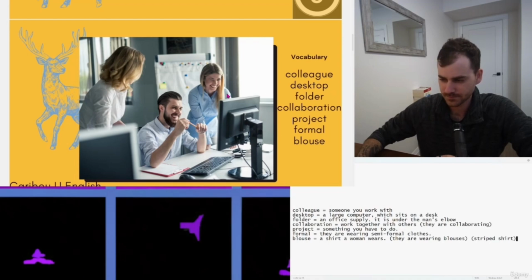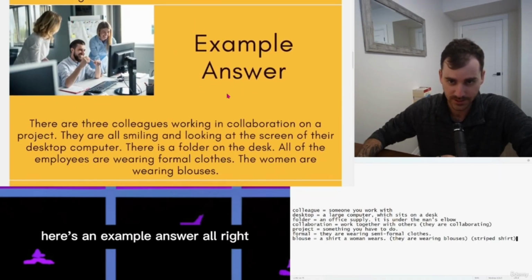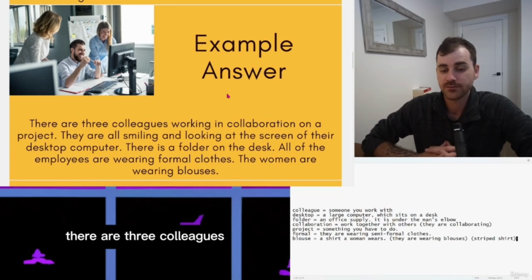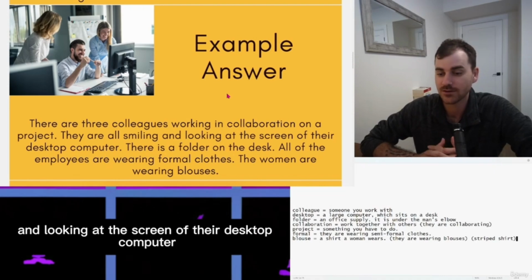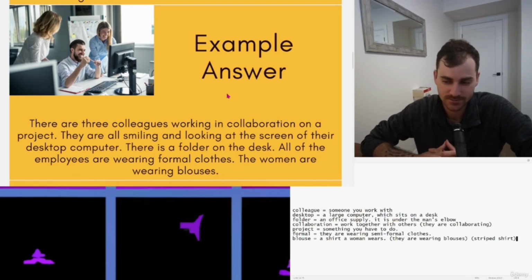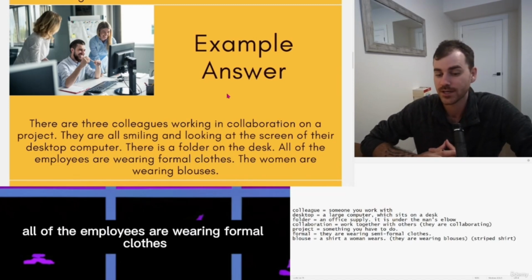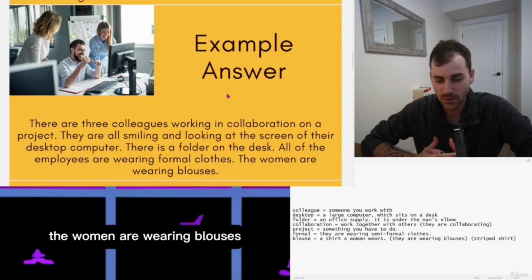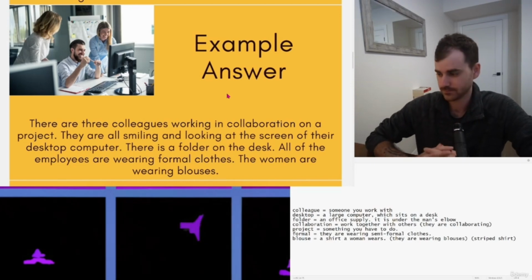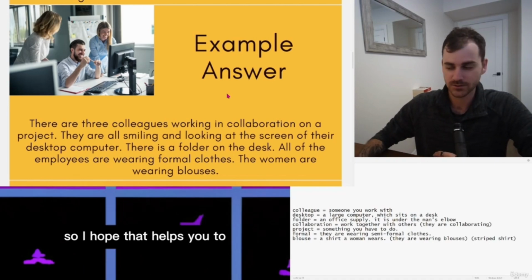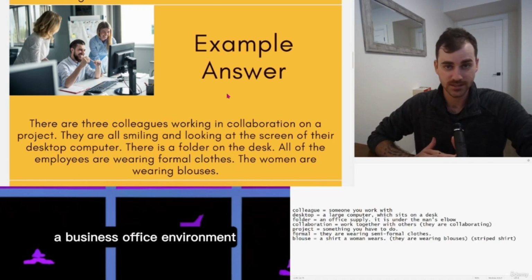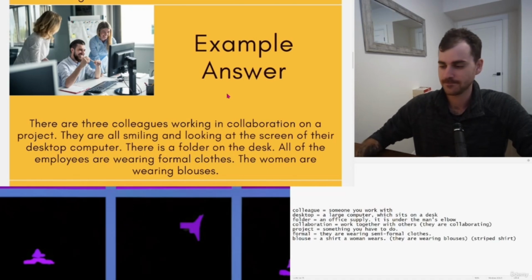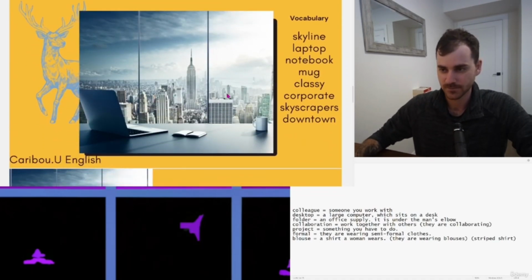Okay, very good. Here's an example answer, all right? There are 3 colleagues working in collaboration on a project. They are all smiling and looking at the screen of their desktop computer. There is a folder on the desk. All of the employees are wearing formal clothes. The women are wearing blouses. So I hope that helped you to learn how to use these words to describe a business office environment. Let's move on to the second picture.